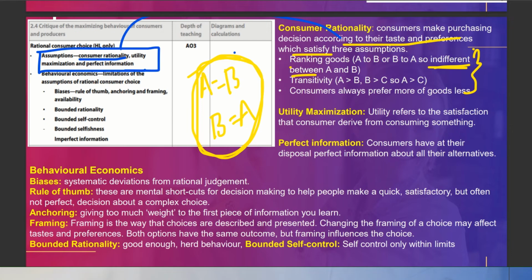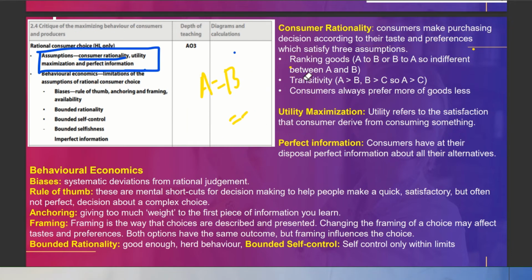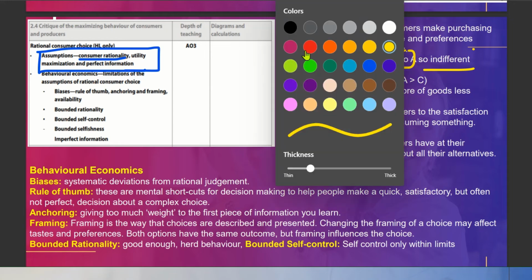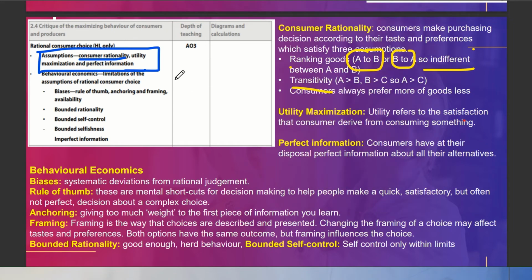So the rational consumer will behave based on certain assumptions. Three assumptions are there. The first assumption is that consumers are indifferent in certain cases, so when A to B and B to A, A and B are indifferent to the consumer. Second assumption, the transitivity assumption. For example, same example we'll take: A is one product, B is another product, and C is another good.